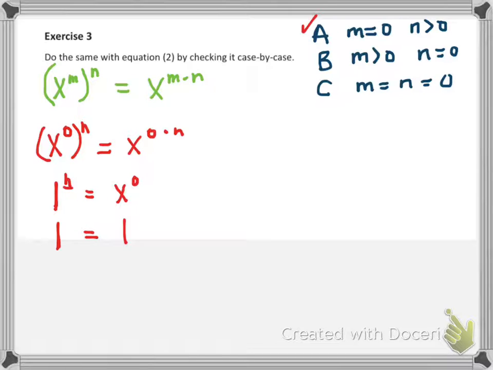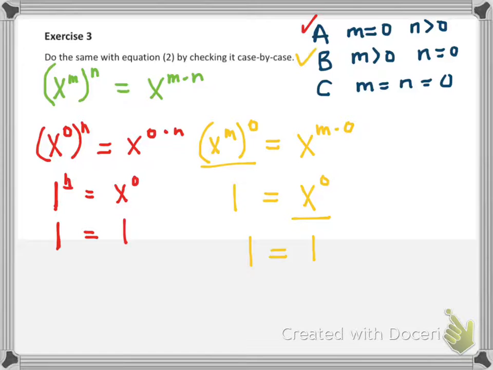So let's try another one. Let's do when m is greater than 0. So we're going to say x to the m, and then raise that to the 0 power. N is now 0. And again, that should be equal to x to the m times 0. Then we know that anything raised to the 0 power is 1, so the left side is 1, and that's equal to x to the m times 0. Well, anything times 0 is 0, so this is x to the 0 power, and anything raised to the 0 power is 1. So again, we get 1 equals 1, and case B is true.